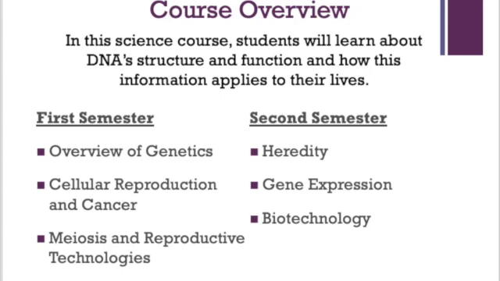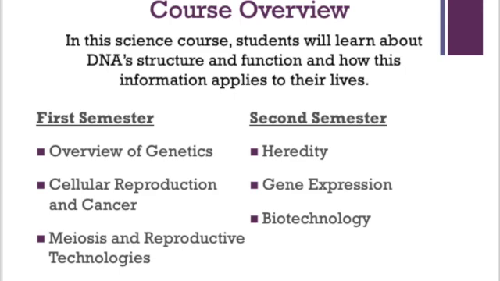And then we're going to focus on cellular reproduction, so mitosis, and how mistakes in that process can lead to cancer. Then we'll learn about meiosis, the other type of cell division, and how scientists can manipulate eggs and sperm and embryos through different biotechnology processes. So we'll learn about things like cloning, in vitro fertilization, stem cells.